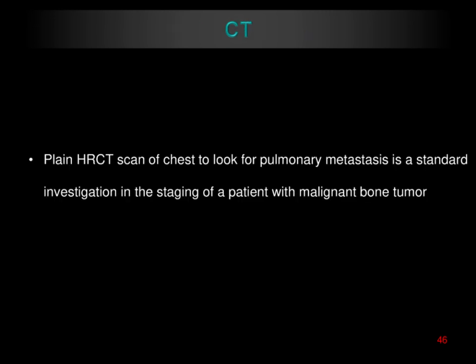The most important role of CT scan in the evaluation of musculoskeletal tumors is primarily in the staging of this patient, that is, to do a plain HRCT scan of the chest to look for pulmonary metastasis, which is a standard investigation in the staging of a patient with a malignant primary bone tumor.